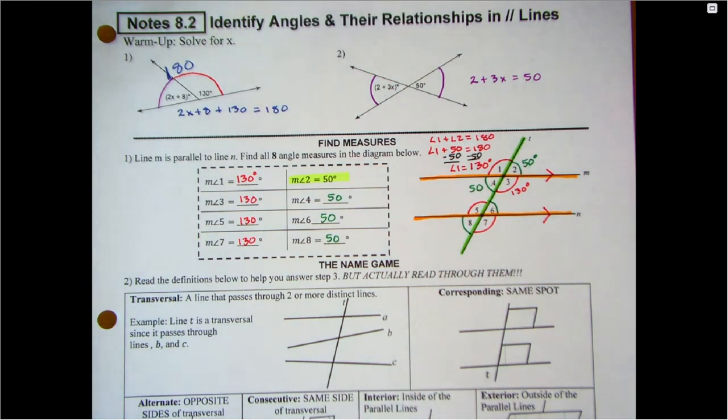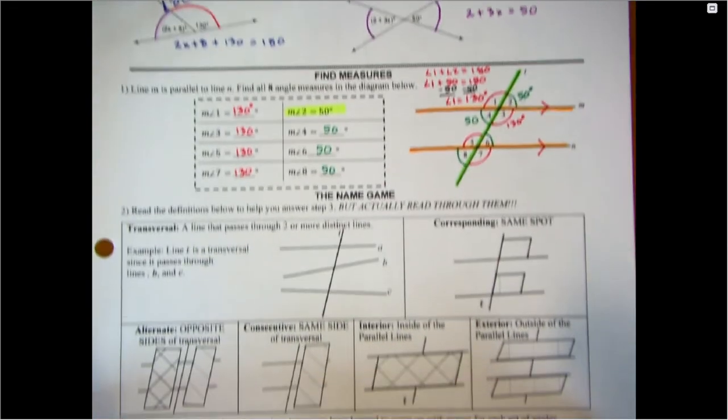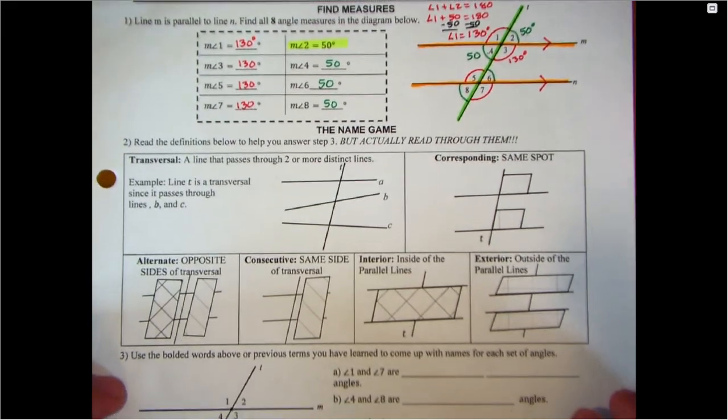The name game just means, all right, we're going to throw some angles at you, and you're going to give it the name that corresponds to it. And we're going to practice that at the end here. Again, this is part 1 of Notes 8.2 that you're working on today. So let's see, here we go.